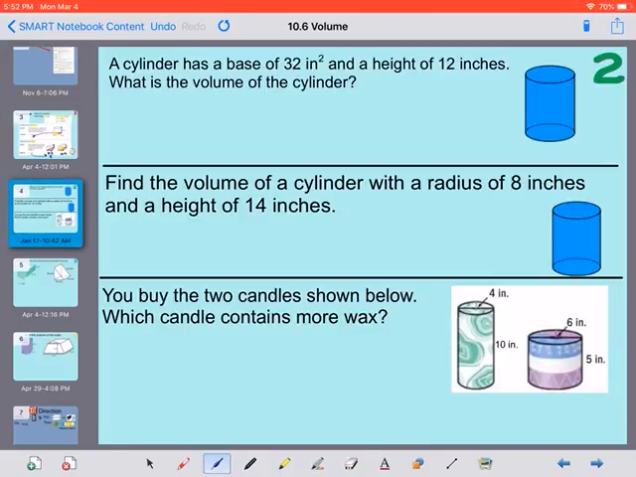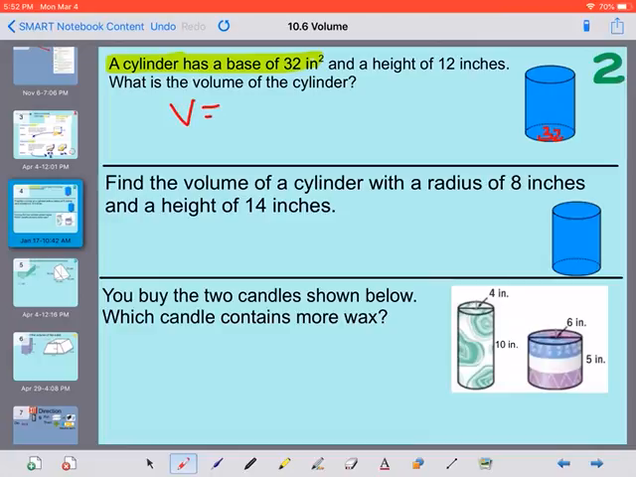So let's take a look at 3 examples for cylinders first. A cylinder has a base of 32 inches squared and a height of 12 inches. What's the volume of the cylinder? So this one I was really nice to you guys, and I told you the base of the cylinder. So this entire base is 32 inches squared.